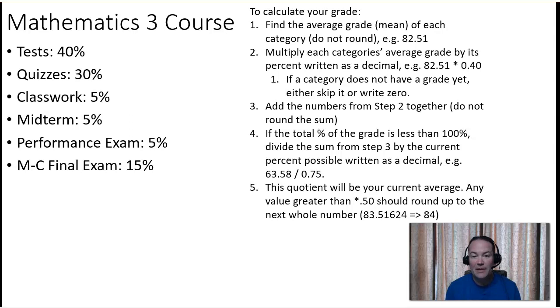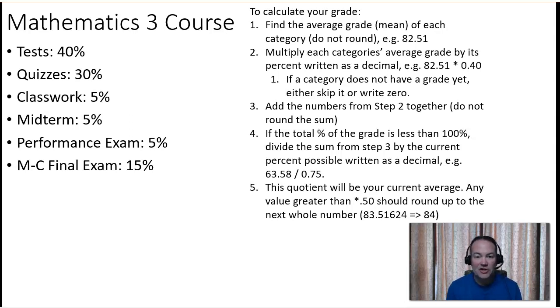Once you have the mean or average in each category, you're going to multiply each category's average by its percent written as a decimal. So for example, let's say from step 1 that you got that your test average was 82.51. Since tests count 40%, you would multiply that number by 0.4 and then get that value. And you're going to do that for each of the categories that are listed. Once again, if you do not have a grade in one of those categories, you can just write 0 for right now.